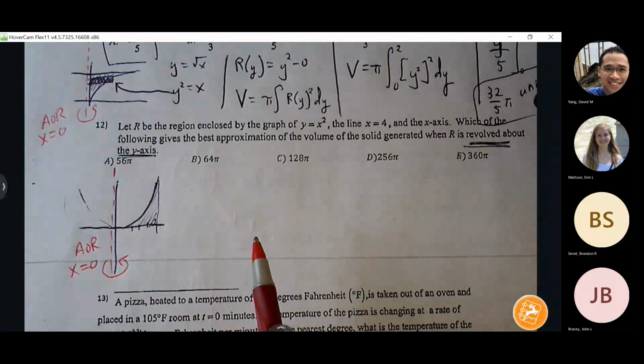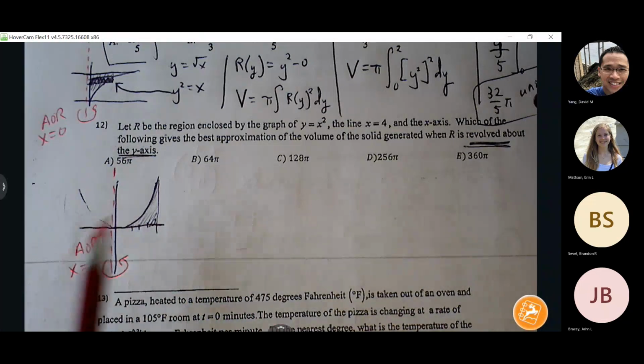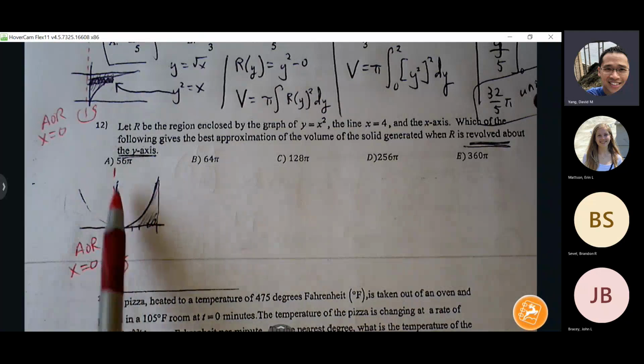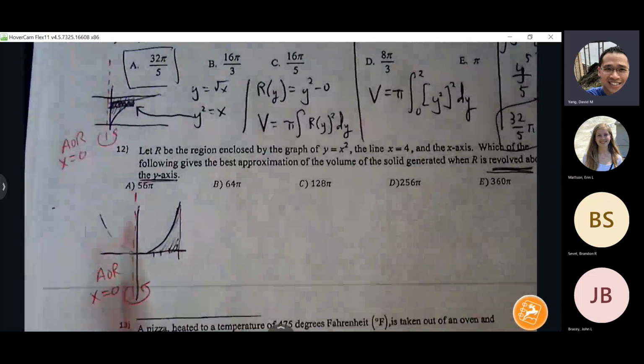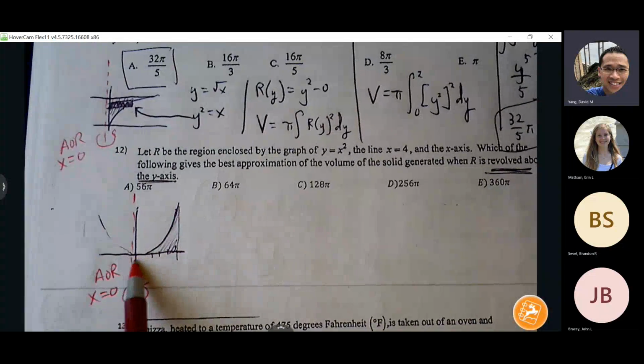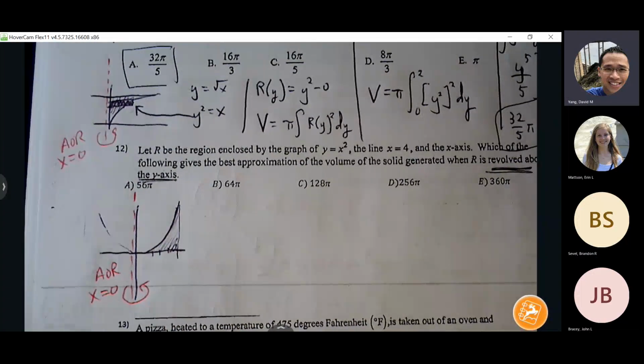Disk or washer? Washer. So we see that there's not a flat surface lined up against this axis like the previous problem, right? There's a huge gap here. Even though it is touching at 0, 0, this gap is enough for us to indicate that we need to subtract out the hole from this volume.